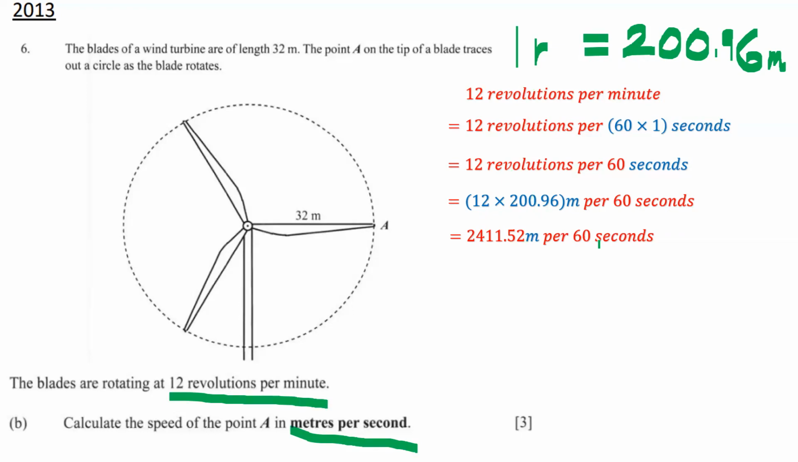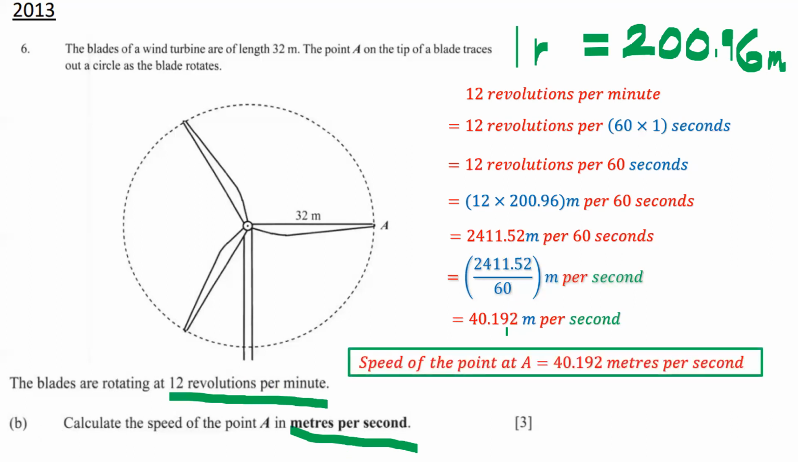Or every 1 minute. What if I want to figure out the distance in 1 second? Like how many meters does it cover in 1 second? I'll be able to divide 2,411.52 by 60 to figure out how many meters it carries in 1 second. When we divide that, we get 40.192 meters per second. That's going to be the answer for this one. So the speed of point A is 40.192 meters per second.